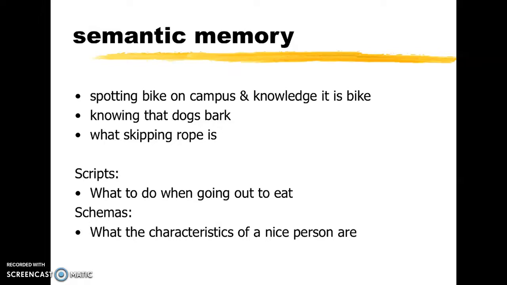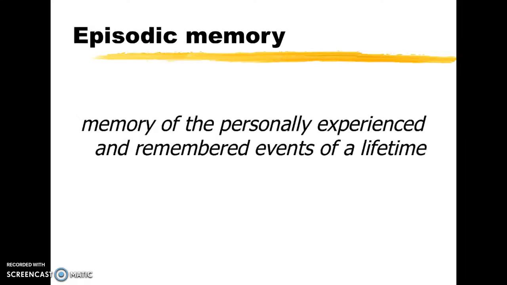Semantic memory also involves what are referred to as schemas, which include things such as what the characteristics of a nice person are. For example, a nice person might do a favor for you or might smile at you, and a nice person isn't going to steal something from you or call you names, for example.